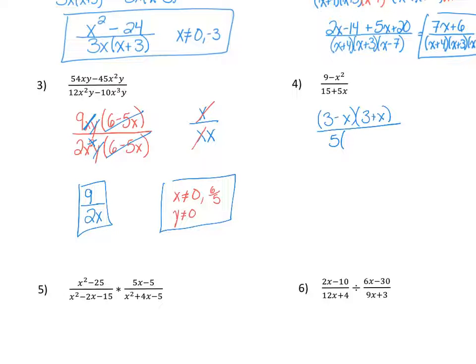Denominator, you're going to factor out a 5, and end up with 3 plus x. State your restrictions. x cannot equal -3. And cancel. So the only thing that cancels are your 3 plus x. And we're left with 3 minus x over 5.